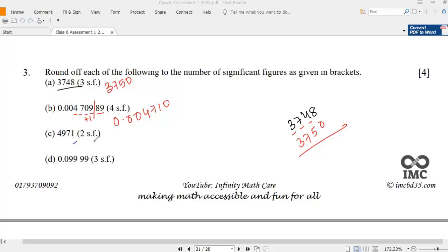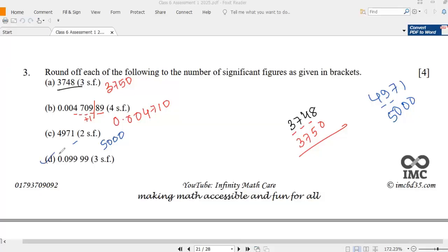Here, 4971 to two significant figures. So, 4971. Actually, this number is a four significant figures number. So, if I want to convert into two significant figures, then we need to stop at the second number. Then, what is the digit after 9? This is 7. So, for 7, we will add 1 to 49. 49 plus 1, 50. Okay. So, answer will be 5,000. So, if I want to convert 4971 to two significant figures, then answer will be 5,000. Very simple.